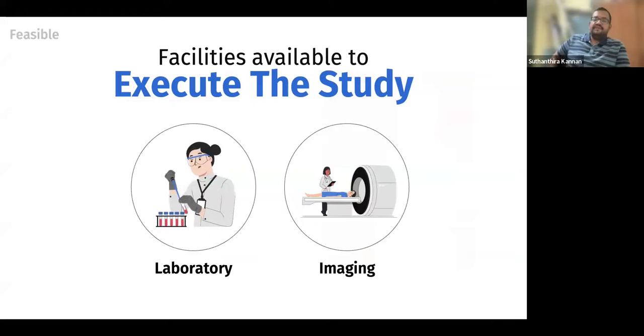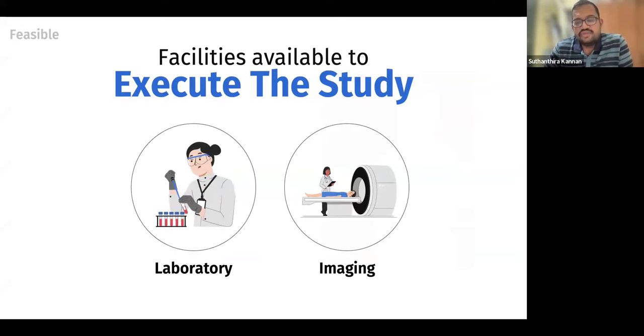Then you should see the feasibility in terms of the facilities available to execute the study, laboratory or imaging. We had one case: homocysteine levels to predict acute myocardial infarction, but homocysteine lab testing is not available in the institute. The patient has to go outside, so that should not be done.